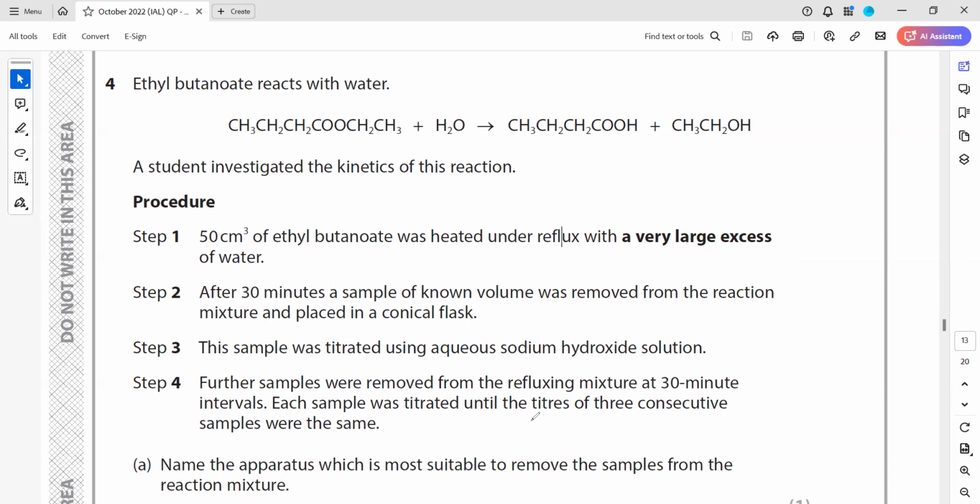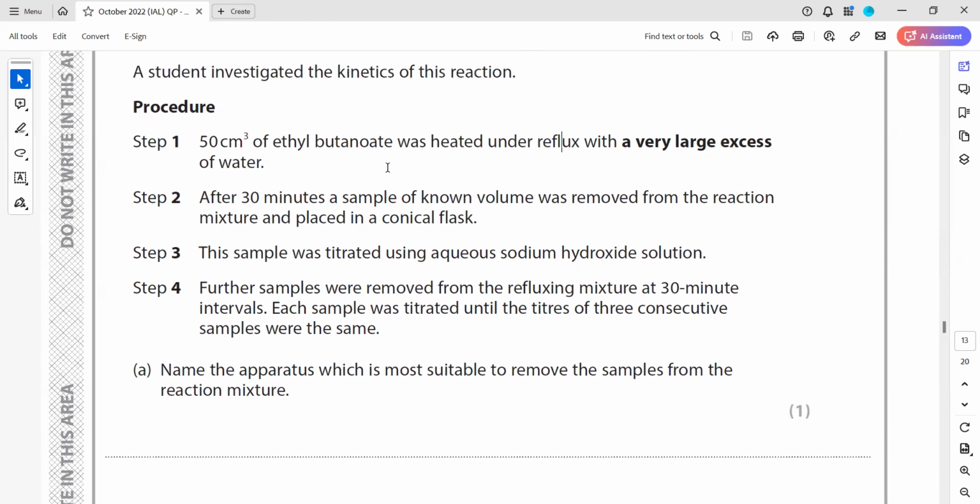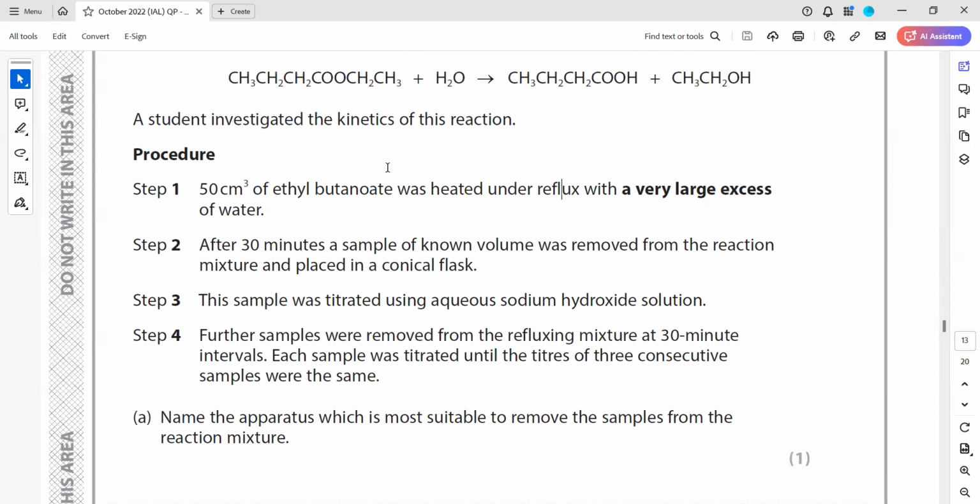Each sample was titrated until the titres of 3 consecutive samples are the same. This means the reaction has completed, with no more changes. Name the apparatus which is most suitable to remove a sample from a reaction mixture.